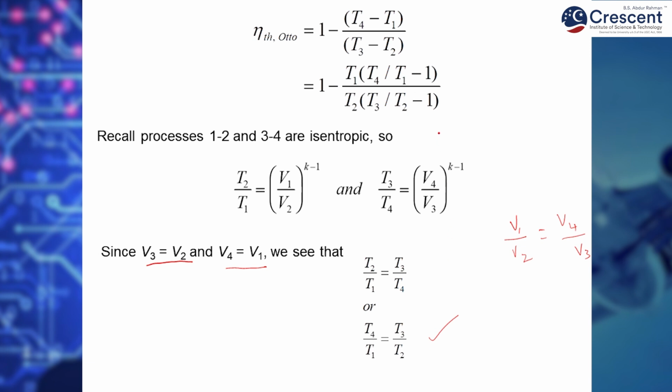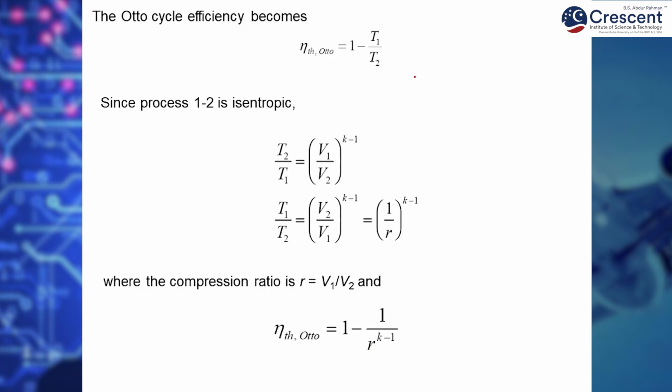So, if you look at this efficiency equation, we have 1 minus T1 into T4 by T1 minus 1 divided by T2 into T3 by T2 minus 1. If you look at this equation, T4 by T1 here and T3 by T2, and we have just seen that T4 by T1 is equal to T3 by T2, meaning this bracketed term can be cancelled. What remains is 1 minus T1 by T2.